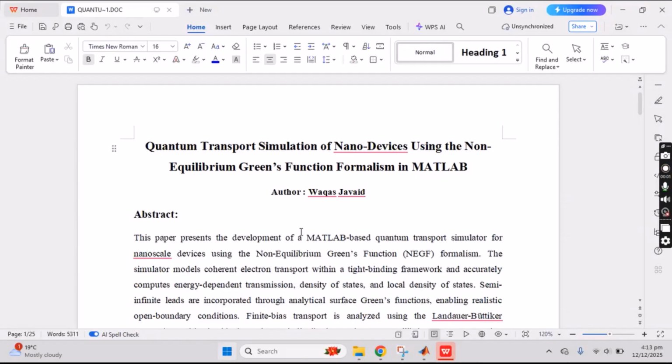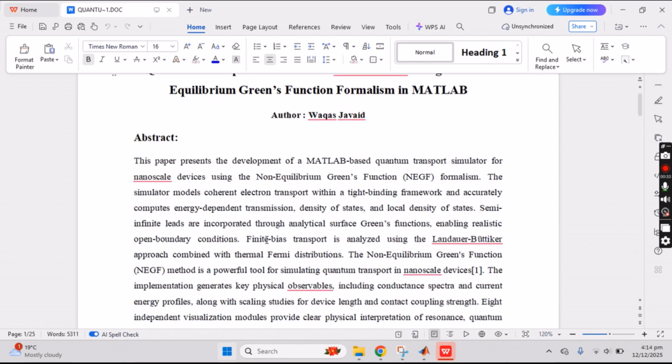This project is related to quantum transport simulation of nano-devices using the non-equilibrium Green's function formulation in MATLAB. In this project, I have developed a MATLAB-based quantum transport simulator for nanoscale devices using the non-equilibrium Green's function formalism.